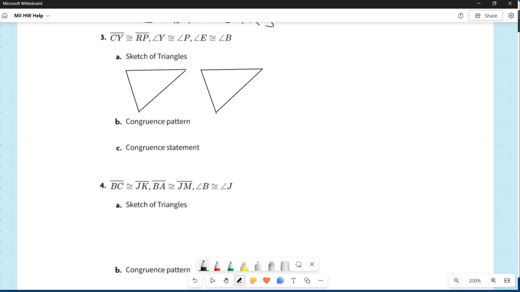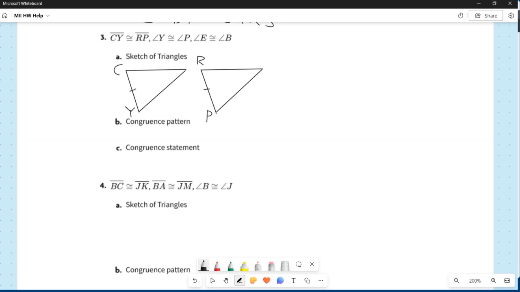All right. So these are my 2 triangles, and our first statement is that CY is congruent to RP. So on the left, we'll make this C and we'll make this Y. So CY is on the left. Likewise, C corresponds to R, so R is going to go there, and Y corresponds to P, and so P is going to go there. And we want to indicate that those 2 sides are congruent to each other, so slash and slash.